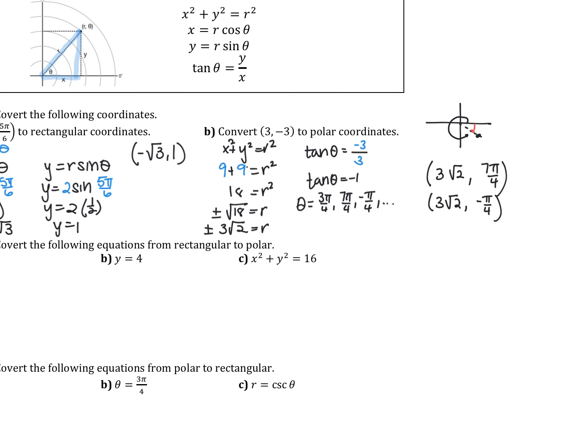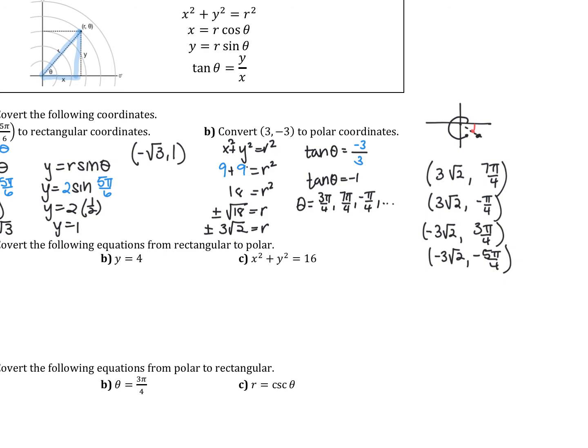But what would this point look like if it were actually a negative radius? So negative 3 root 2. What angle would it be? Well, to be on that same trajectory, that angle would need to be 3 pi over 4. And then we could also say that negative 3 root 2 could be the negative 5 pi over 4. And all of these would be examples that convert our 3, negative 3 into polar coordinates.